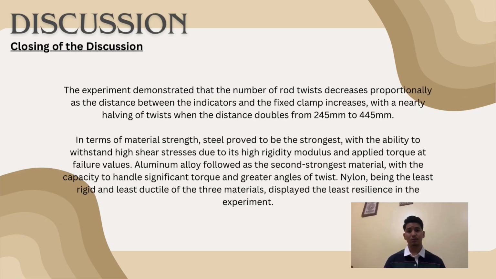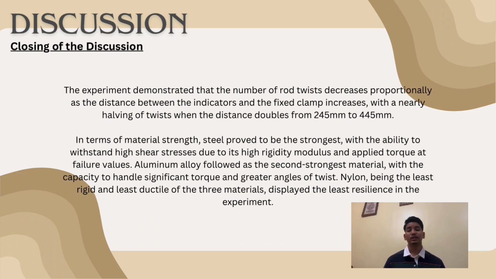For the closing and the summary of the discussion, the two lengths 245 mm and 445 mm were used in this experiment to compare the distance between the indicators and the fixed clamp. The overall conclusion that can be drawn from the experiment is that the number of rod twists decreases almost in half as the distance doubles. From 245 mm to 445 mm, we can therefore conclude that the number of rod twists decreases proportionally as the distance between the pointer and the fixed clamp increases.